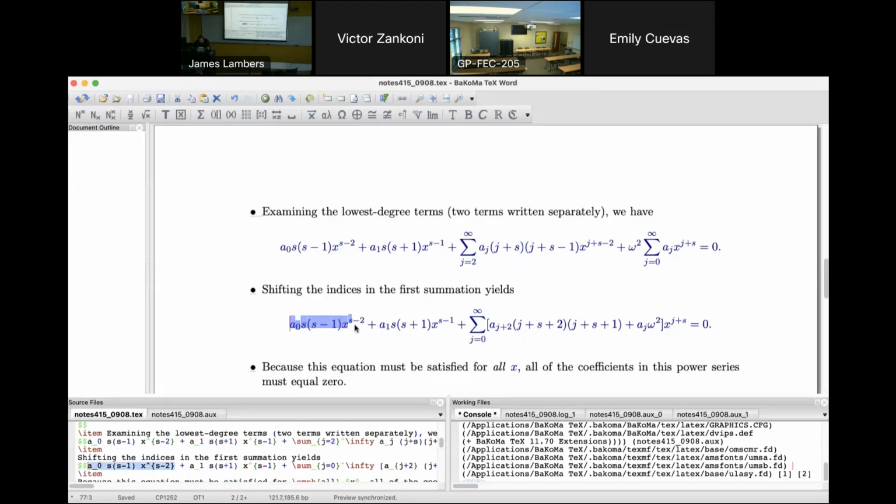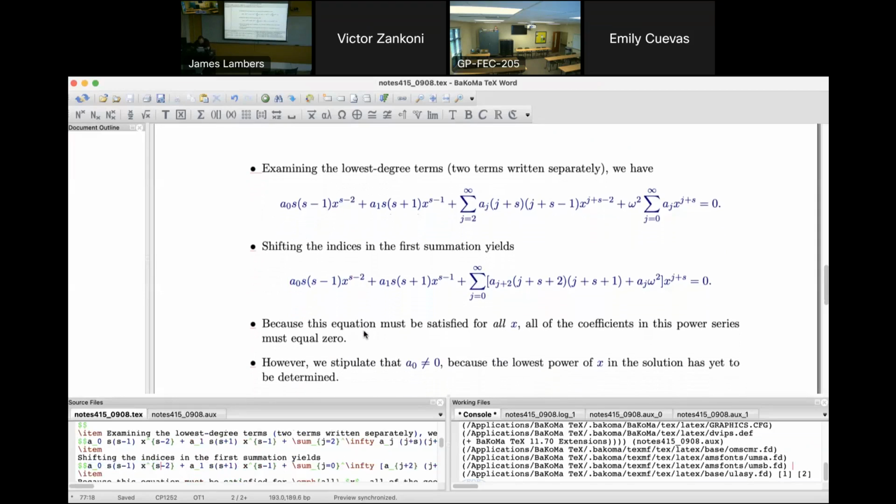But we start with the lowest power of x. And we're going to require that a0 be non-zero, because we don't know what s is. It may or may not be an integer, because we have some flexibility about what s must be. We've got to start somewhere. So we're just going to require the first term of this power series be non-zero, and then that will dictate what the value of s must be.